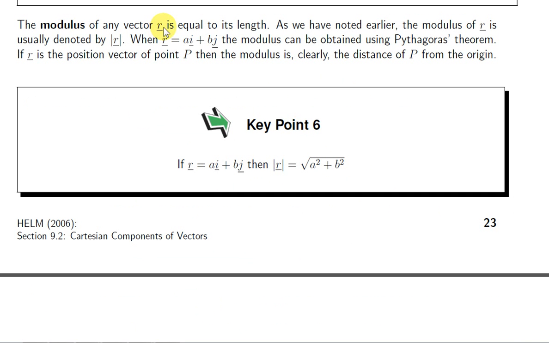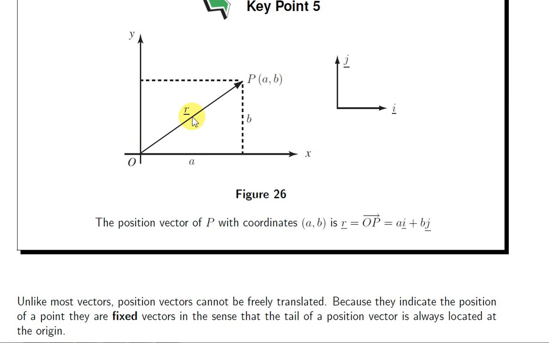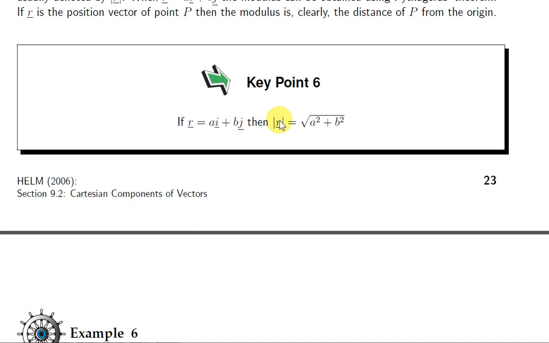The modulus of any vector is equal to its length. Well, sometimes I call the length the magnitude. So to find the modulus, magnitude or length of this vector, we just use Pythagoras' theorem. We have a right angle triangle here, so the length of this side is root a squared plus b squared. And as we've seen before, we can use vertical lines to indicate the modulus or magnitude of a vector.